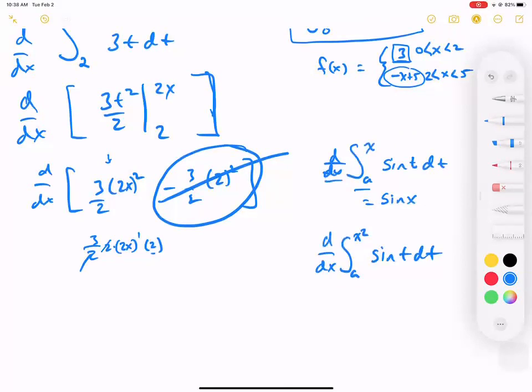We know a derivative and integral cancel each other out. The fundamental theorem of calculus says just plug it in. Sine of x squared. Chain rule, 2x. If you want to make this pretty, write the 2x in the front so we don't get confused.